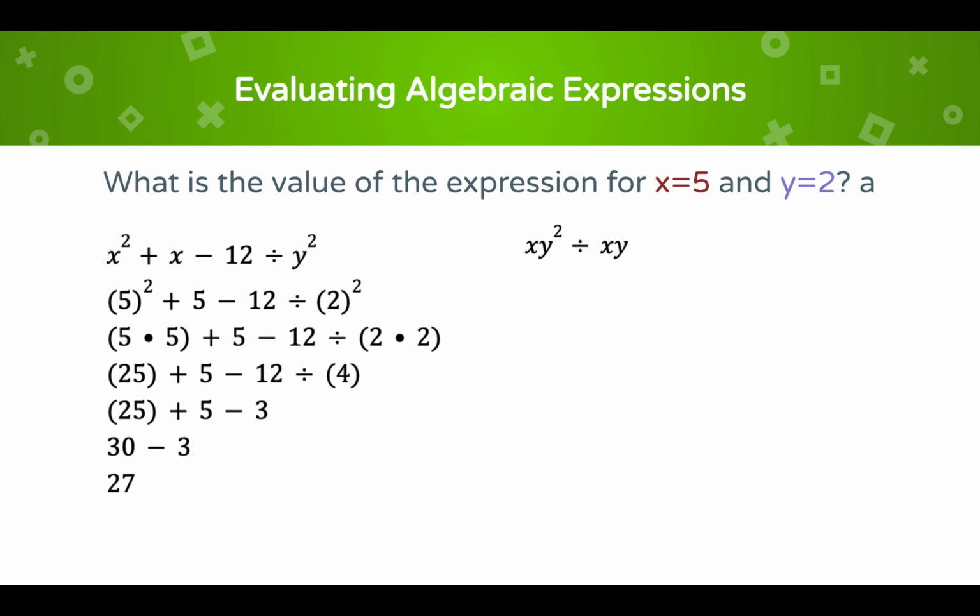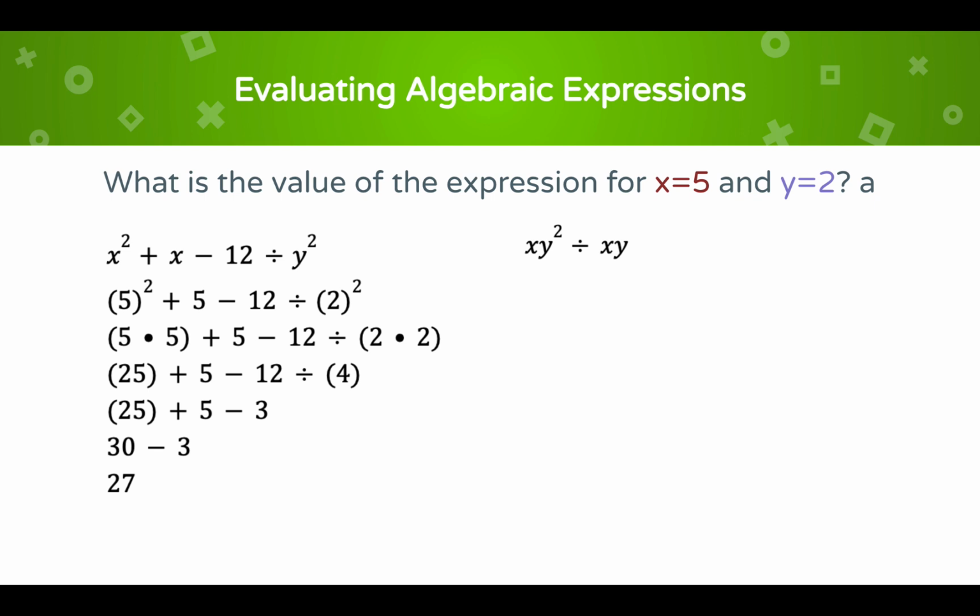Order of operations says we do division before addition and subtraction. So we do 12 divided by 4, which is 3. So now we're at 25 plus 5 minus 3. Addition and subtraction hold the same weight mathematically, two sides of the same coin, so we're going to go left to right. 25 plus 5 is 30. 30 minus 3 is 27. Please note that this is only true when x is 5 and y is 2. If x were 35 and y were negative a million, that would change the value of this expression.